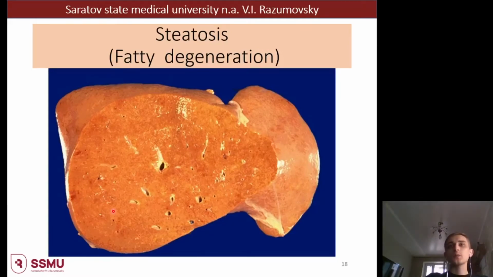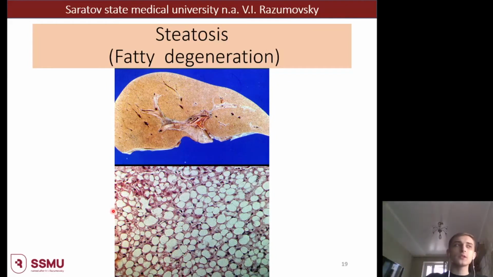On this slide, we may see macroscopically a fatty degeneration of the liver. This liver has a special name, goose liver, and we have already discussed it in our first classes. So the liver is enlarged in size, it has yellow color and flabby consistency. The special name for it, I should tell it again, is goose liver.